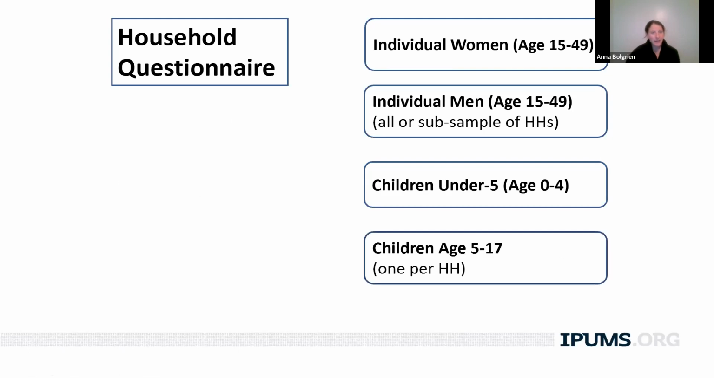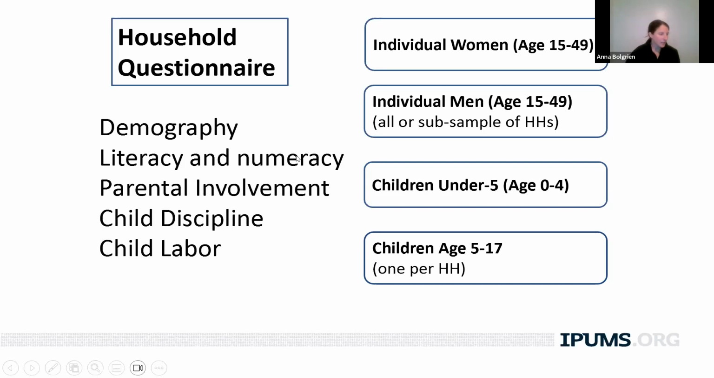And the final aspect that's very unique to MICS, and I'm very excited about, is the inclusion of a survey specifically for children 5 to 17. This adolescent age group is often overlooked in global health surveys, and the MICS data includes information on demography, literacy and numeracy, parental involvement in the child's education, child discipline, and child labor.